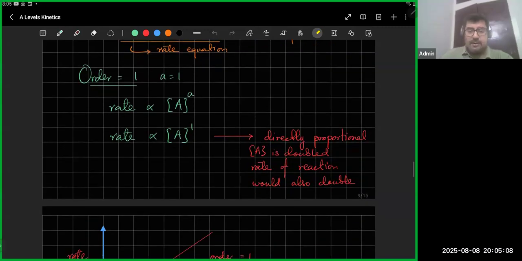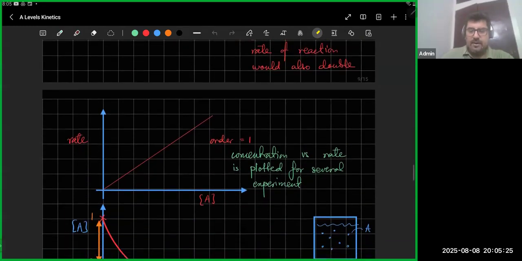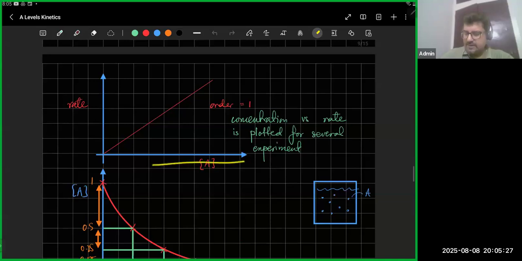Order 1 का मतलब क्या था? Order 1 was that the rate is dependent on the concentration of a reactant, but the power is 1. That means it is directly proportional. You increase the concentration of A, the rate will proportionally increase. Okay, so this is a directly proportional relationship. Order 1 is: A's concentration increases, the rate also increases.